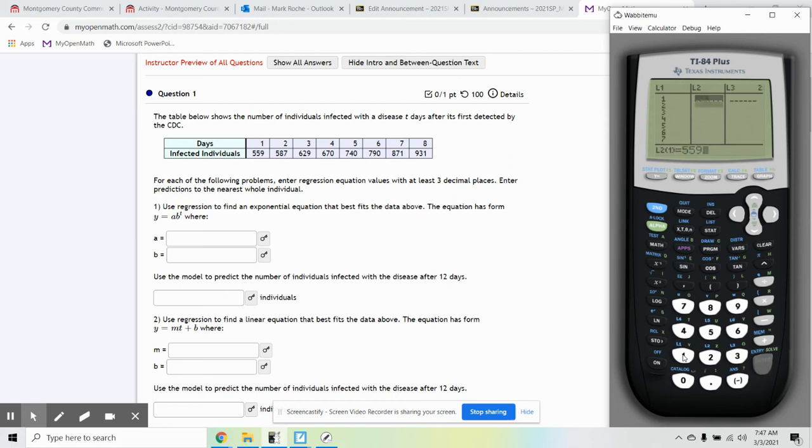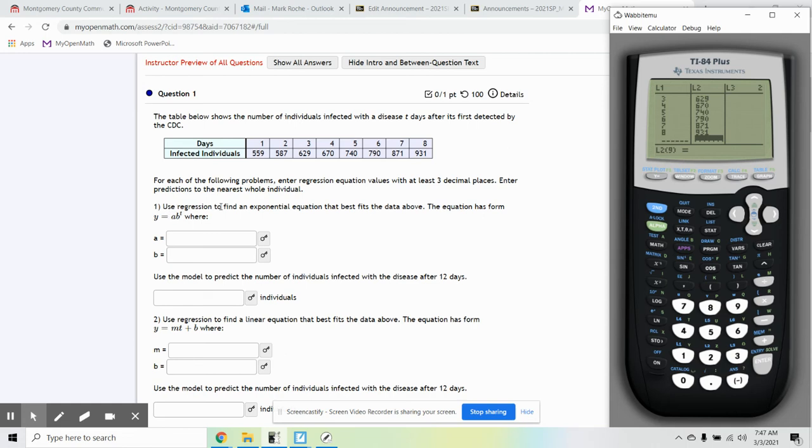It's going to be 559, 587, 629, 670, 740, 790, 871, 931. So each of the following problems, enter the regression equation values with at least 3 decimal places.